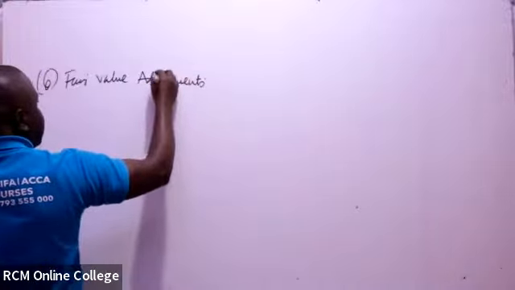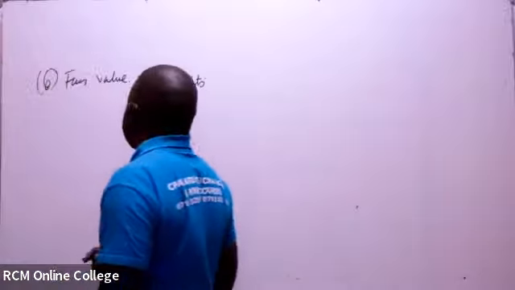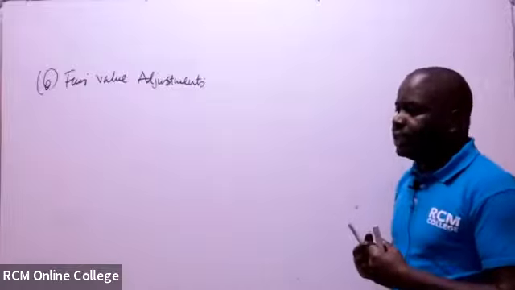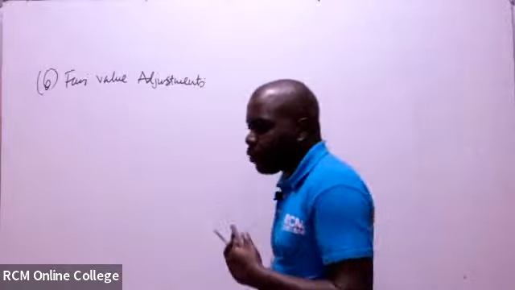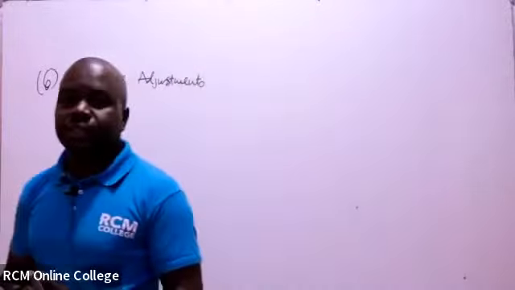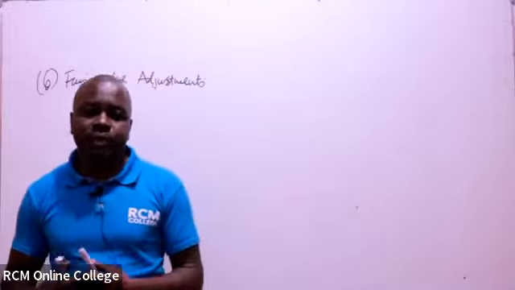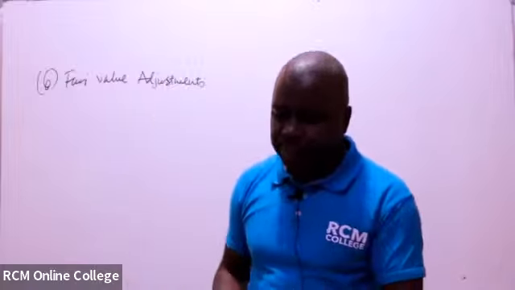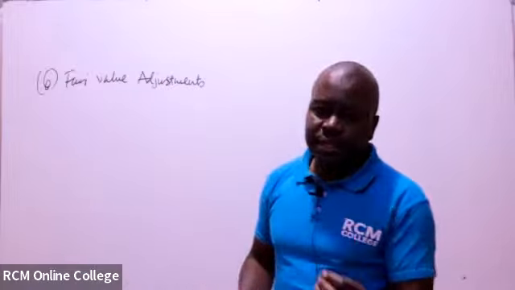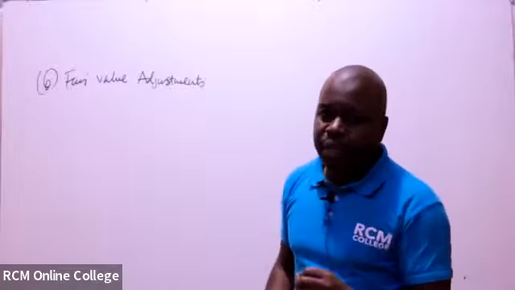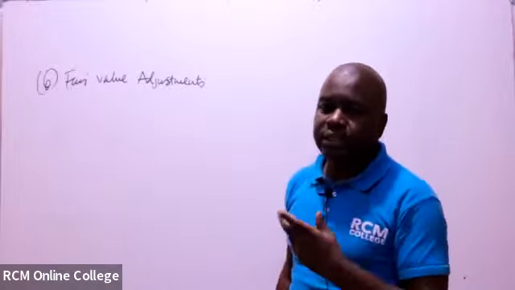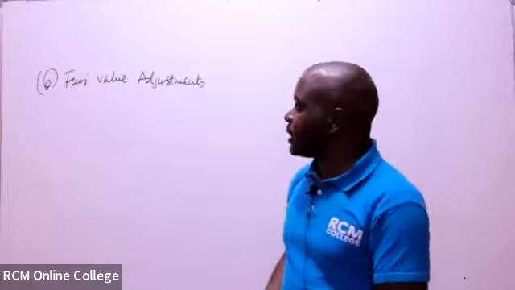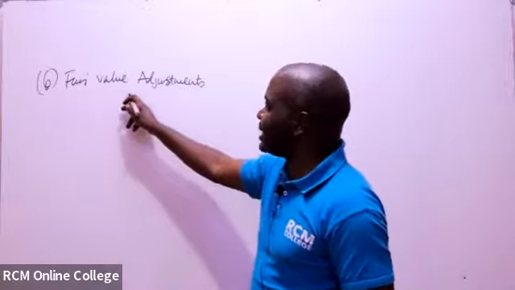Fair value adjustments. Sometimes on the point of acquisition, the assets acquired might be revalued. For example, they might tell you that an item under property, plant, and equipment, which was worth 60 million, on acquisition was revalued from 60 million to 80 million. So in this case, its fair value has to be adjusted.